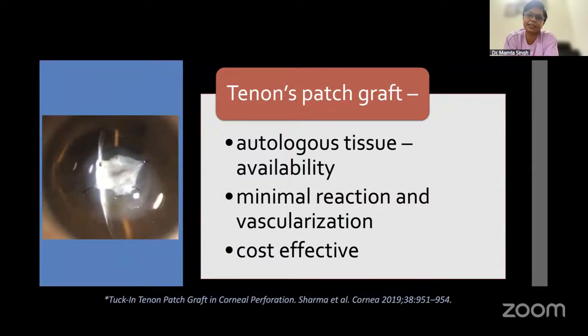Tenon's patch graft advantage is autologous tissue, minimal reaction, and it is definitely cost effective.